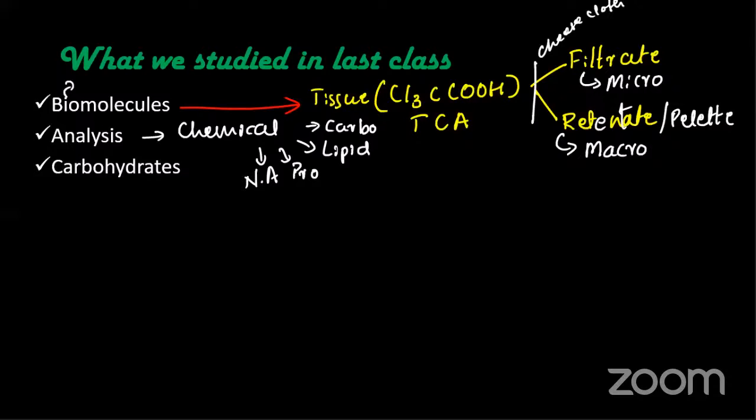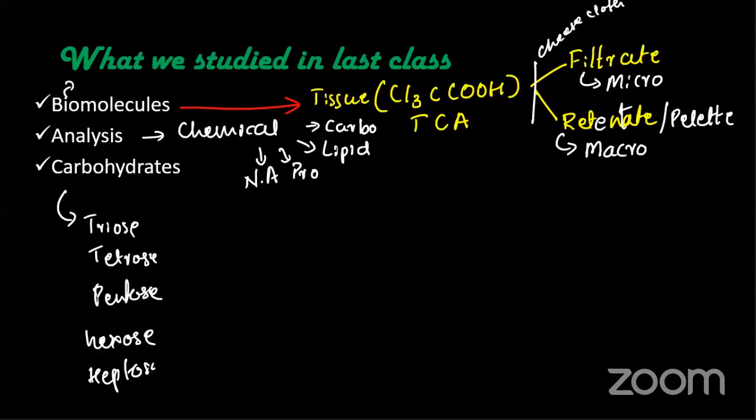Later in that, we started to study the carbohydrates. What are carbohydrates? These are polyhydroxy ketones or aldehydes, and they have different kinds of structures, right? These structures are mainly based on the carbon atoms. We divide them into triose, tetrose, pentose, hexose, and heptose, based on how many carbons are there, right?